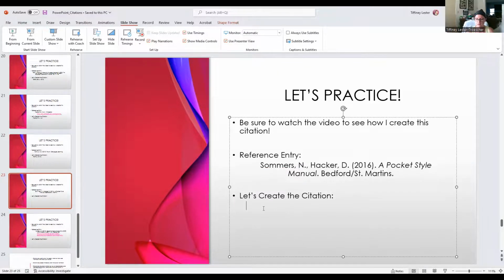Okay. This one is from a book with 2 authors, right? So how do I do the citation? Well, my entry begins with this author's last name. So I definitely know that. But it's two authors, so my citation needs to provide both of them. So ampersand, Hacker, comma, what's my date of publication? Whoops, 2016.